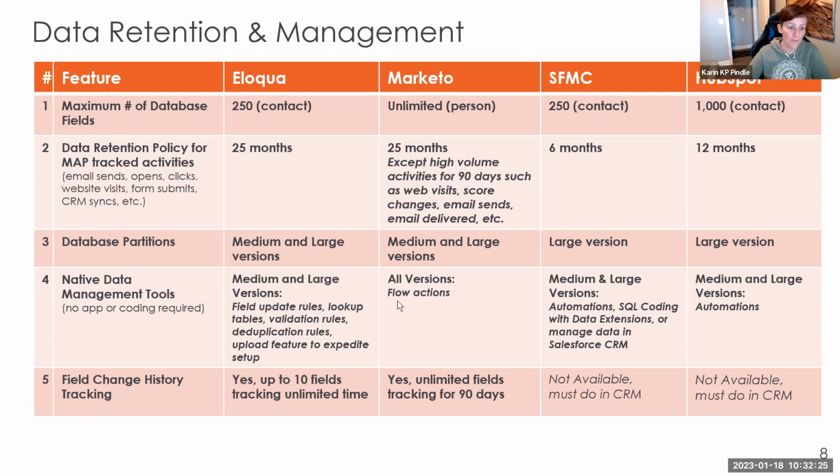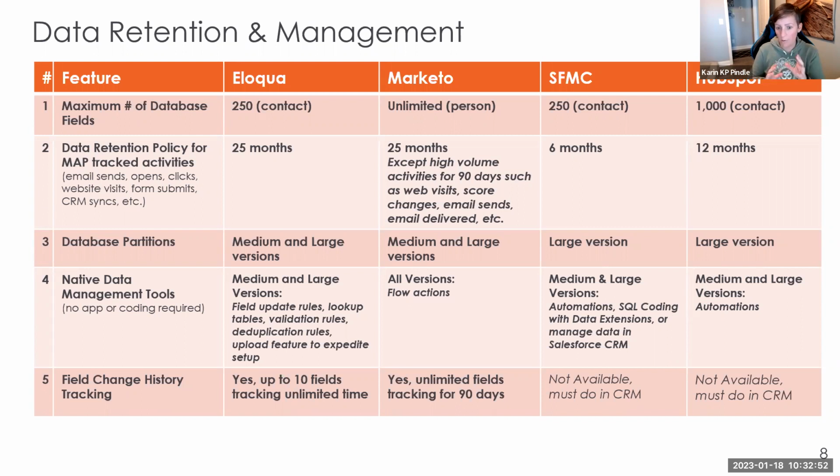Number 5, the fifth feature here, field change history tracking. That means if I want to pick out a field in the marketing automation platform, like a Marketo person field, and I want to be able to track the history of whenever that field changes, like maybe the job title field, or a score field. With Eloqua, you can do this for up to 10 contact fields you select, and it will track the changes in those 10 fields for an unlimited amount of time.